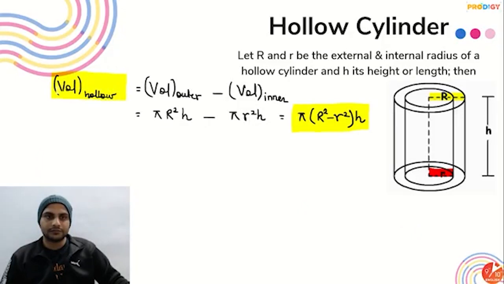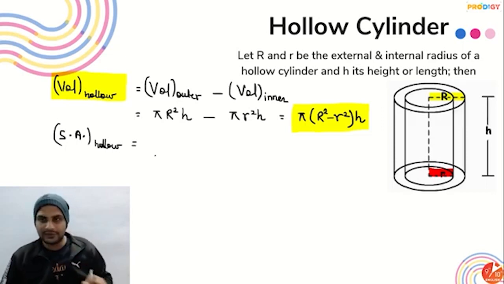Now the important thing is surface area. How do we talk about the surface area of a hollow cylinder? So what are the surfaces which you can see? In surface area we need to be very careful.